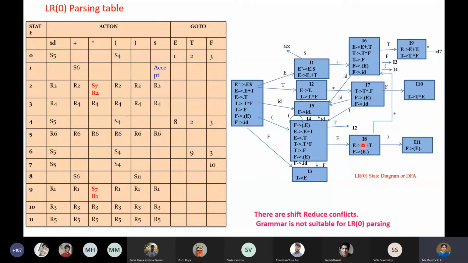So when we read plus, we are reusing the state, that is 6. So it is S6. And on reading the close parenthesis, it is a new state, that is 11. So it is S11. Okay. So state number 8 is done now.